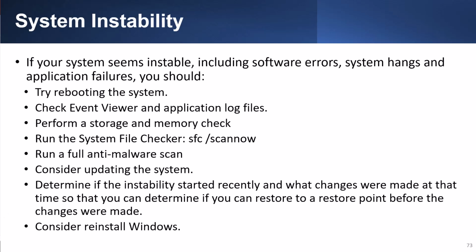If your system seems unstable, including software errors, system hangs, and application failures, you should try rebooting the system. Check Event Viewer and application log files. Perform a storage and memory check. Run the System File Checker with sfc /scannow. Run a full anti-malware scan. Consider updating the system. And determine if the instability started recently and what changes were made at the time so that you can determine if you can restore to a restore point before the changes were made. Consider reinstalling Windows.